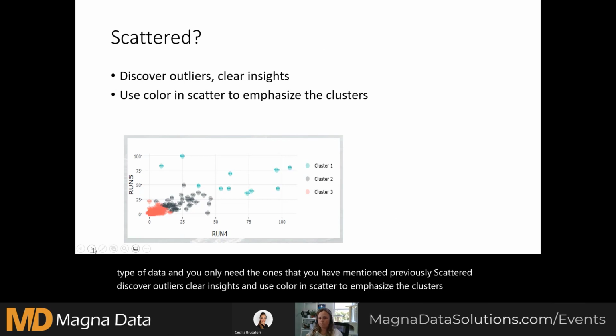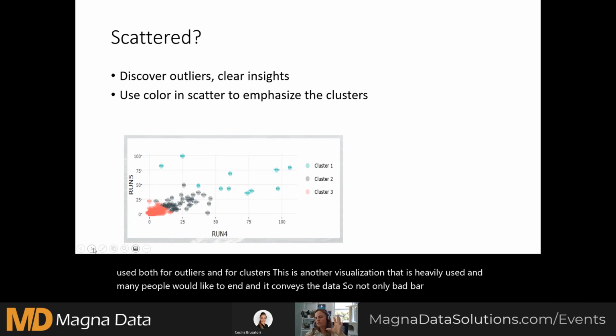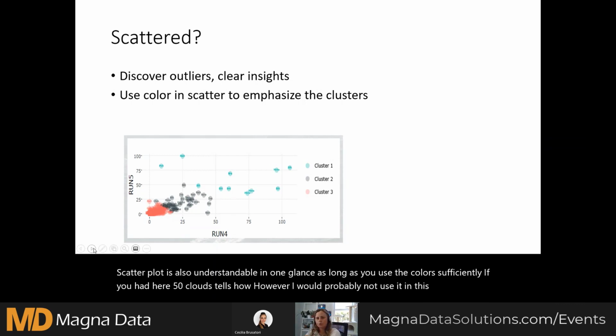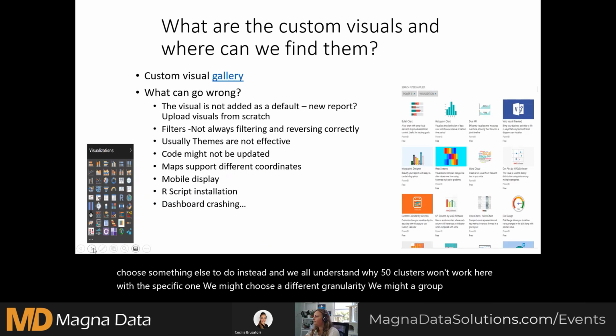So scatters are used both for outliers and for clusters. This is another visualization that is heavily used, and it conveys the data, so not only bar charts. Scatter plot is also understandable in one glance, as long as you use the colors sufficiently. If you had here 50 clusters, however, I would probably not use it in this way, but we'll choose something else instead. And we all understand why 50 clusters won't work here with this specific one. We might choose a different granularity. We might group the runs by different clusters or anything else.